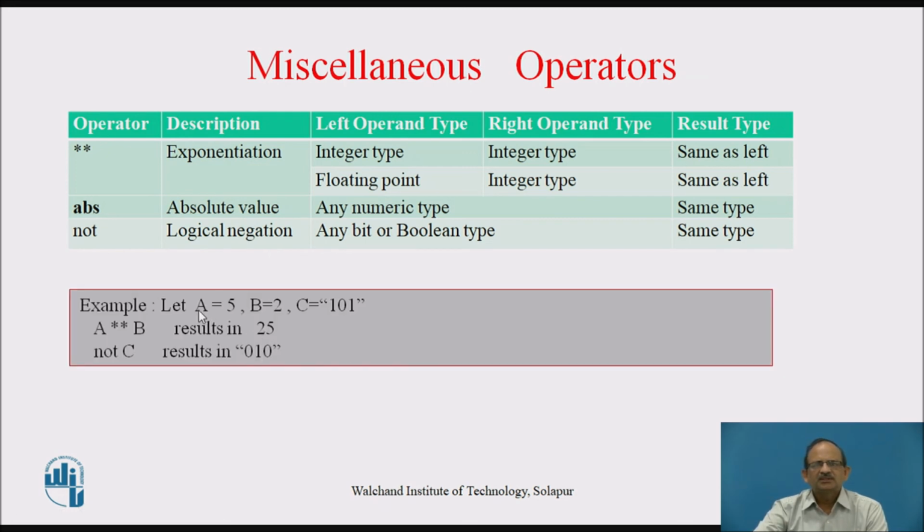For example, let a equal to 5, b equal to 2, c equal to 1 0 1. If you operate this exponential, then this a will be raised to the power of 2, so a square in this case, which gives you a result of 25. Whereas if you take not of c, then each bit gets complemented. It's a logical negation, so the result will be 0 1 0. So these are the different classes of operators.